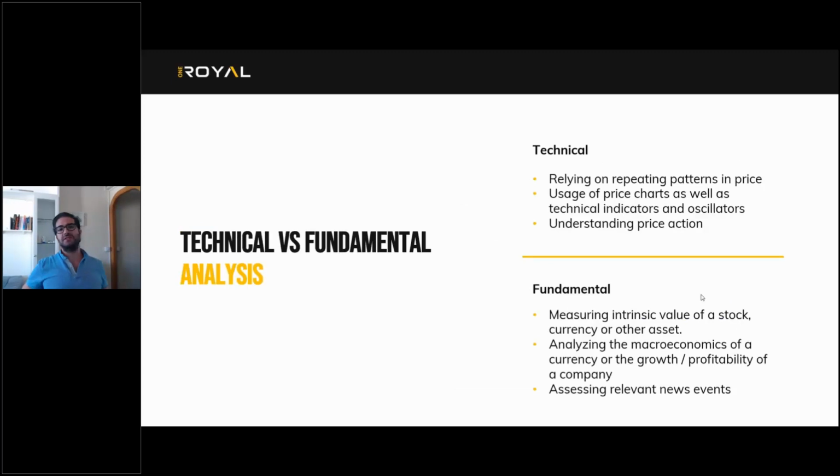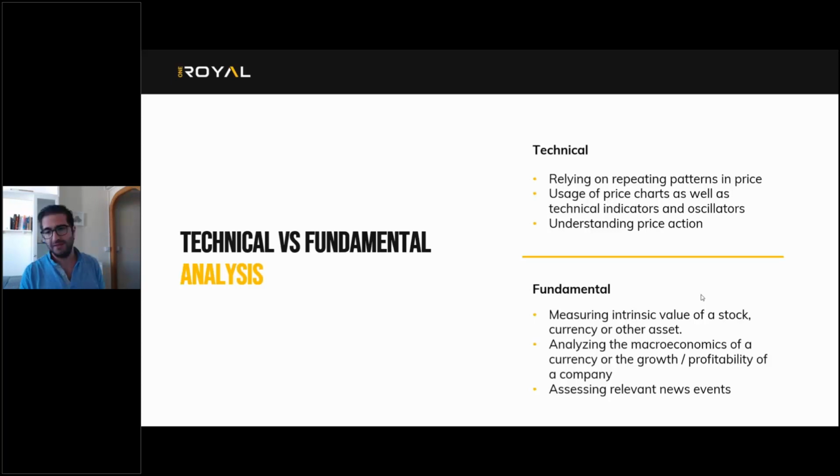What is the difference between technical and fundamental analysis? There are many ways to trade the market, but the two most common ways are technical and fundamental analysis. In technical analysis, you will use the charts, indicators, oscillators, and the patterns that we have talked about, and then you come up with a trading idea.